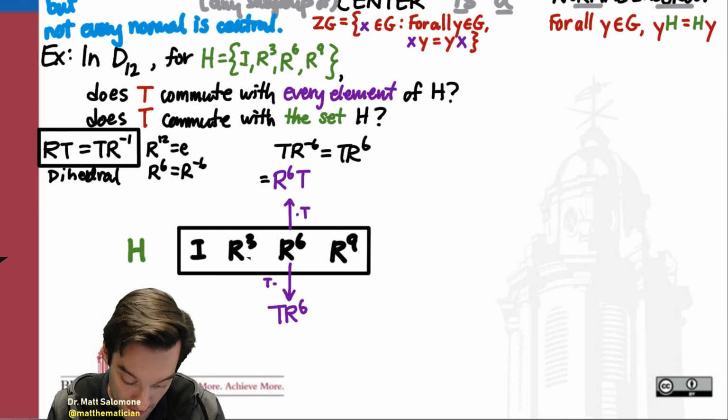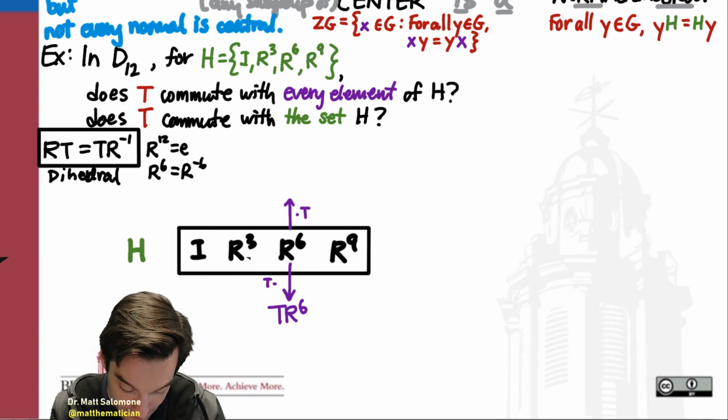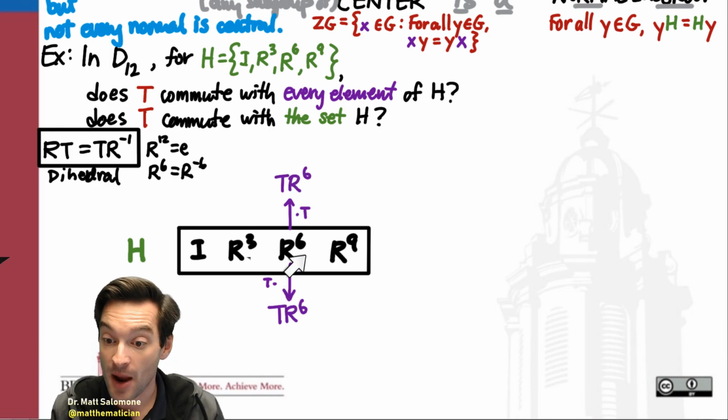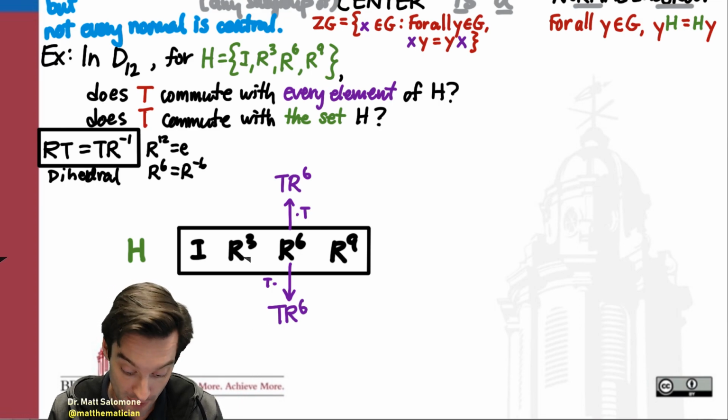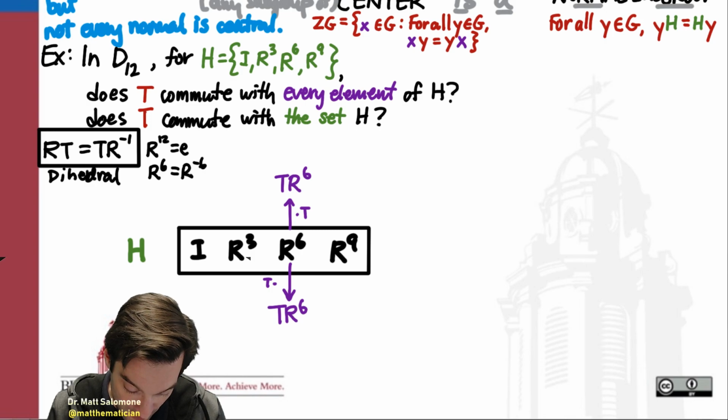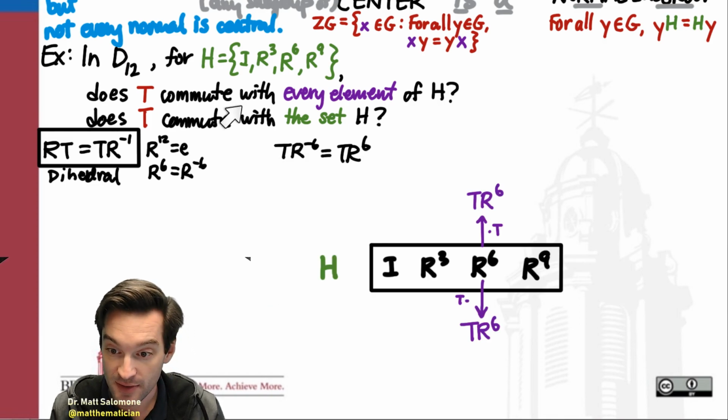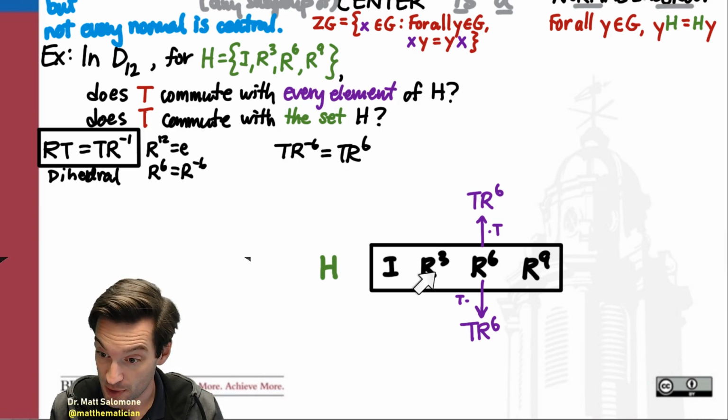And so after all of that arithmetic, what we find out is that right multiplication by T and left multiplication by T both end up being the same operation when I'm multiplying by R to the 6th. TR to the 6th is equal to R to the 6th times T. They both end up in the same element of the dihedral group of the dodecagon. All right, but that's just one element. Right? Remember, the question that I posed here is whether it's true for all elements of H that T commutes with every element of H. So we've got to keep going.